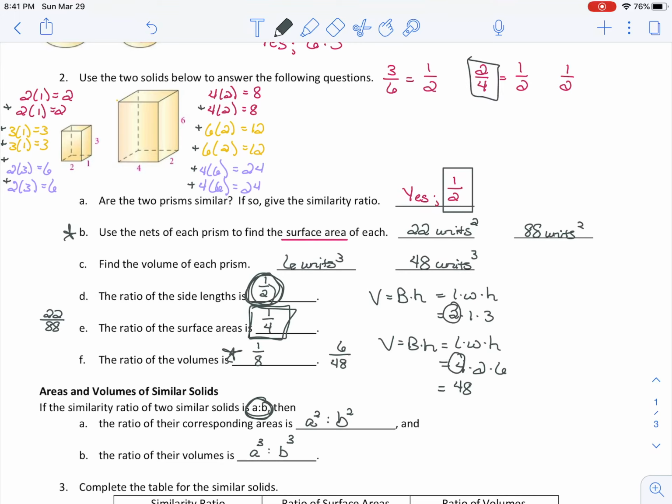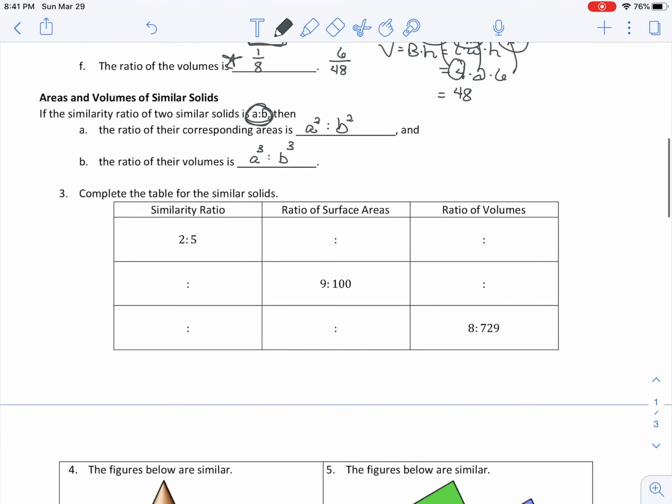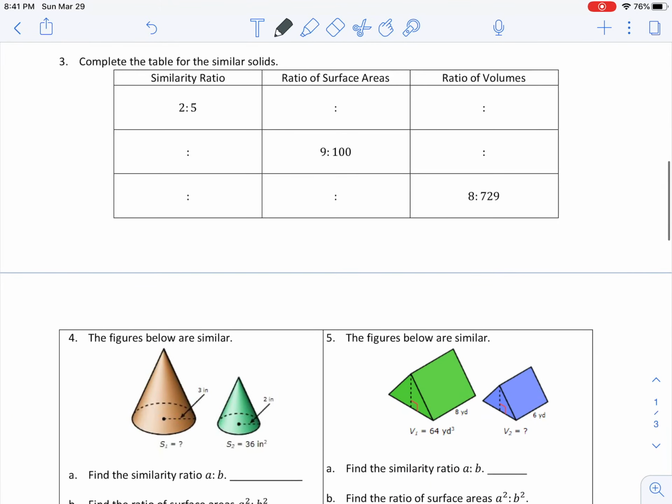When I went from 2 to 4 at the very beginning, 2 to 4 was our relationship of half. I have a shape that's twice the size of the other. So 2, if I take twice it, I get 4. 1 times 2 is 2. 3 times 2 is 6. So I'm taking my original volume and multiplying it times 2 times 2 times 2, which means I'm taking it to the third power. So that's the reason that this relationship exists.